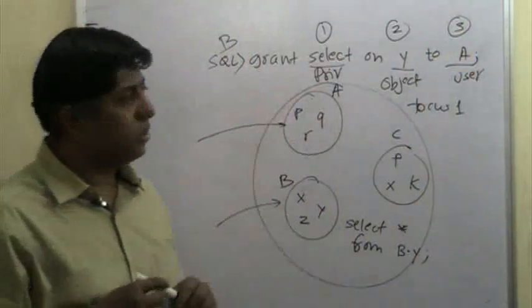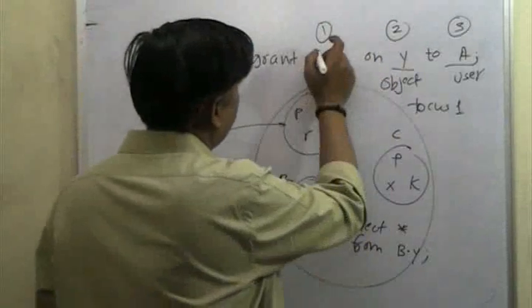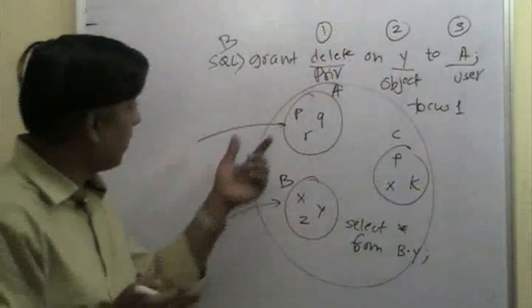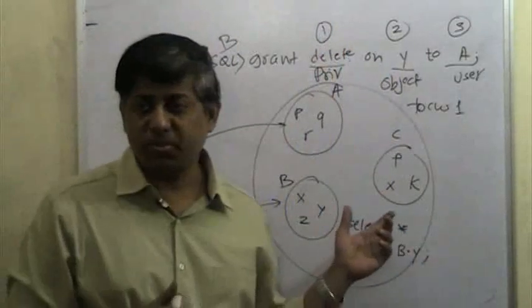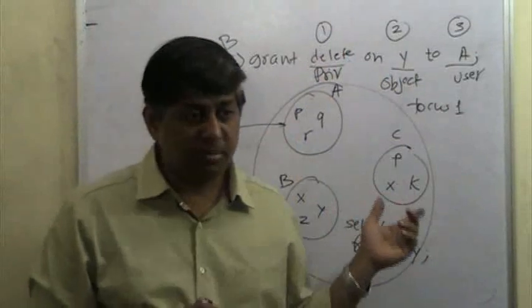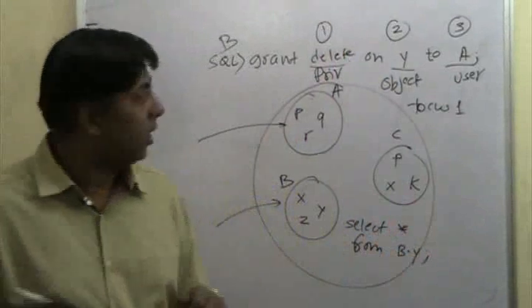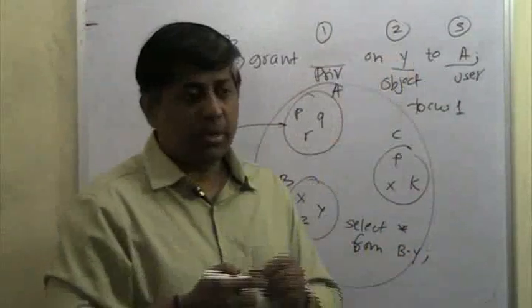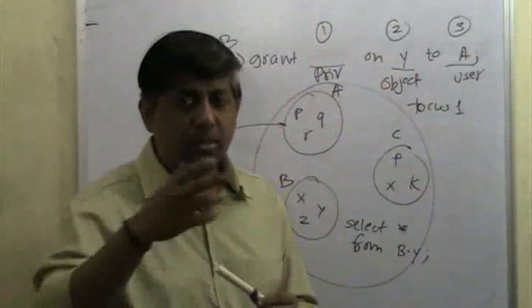A little variation on this command. Instead of select, I can say delete. The moment I say delete, that means user A can now delete from my table also. A dangerous privilege to give to anybody. Don't give a delete privilege on your table to somebody else unless you want him to delete the rows. So what are the different privileges that you can give on a specific object? You can give insert, update, delete, select. All these four are there, and there are certain other ones.